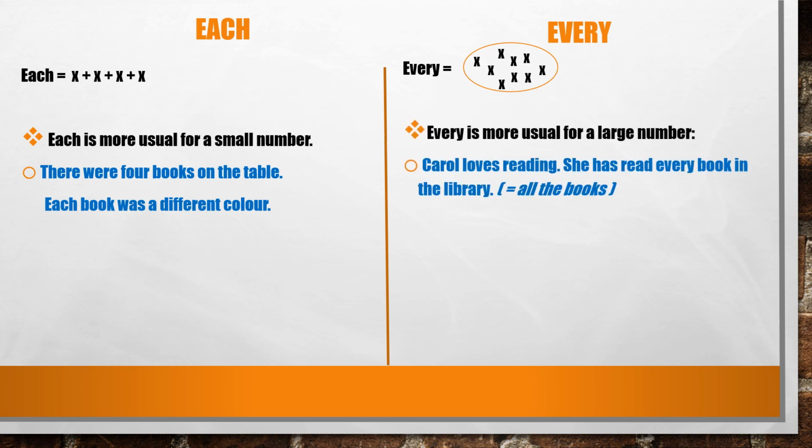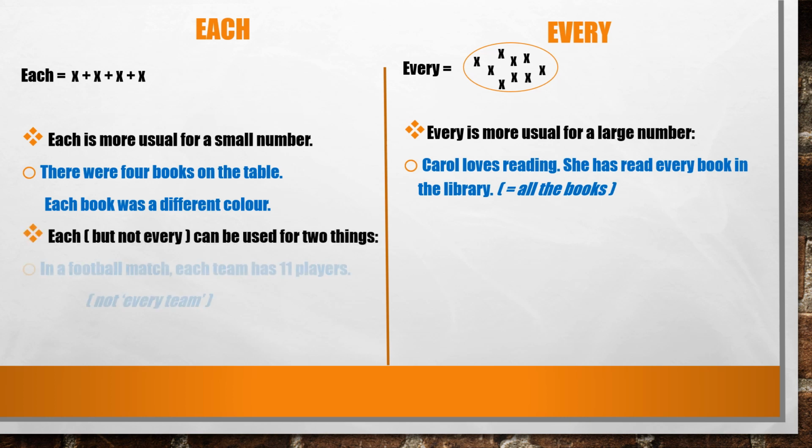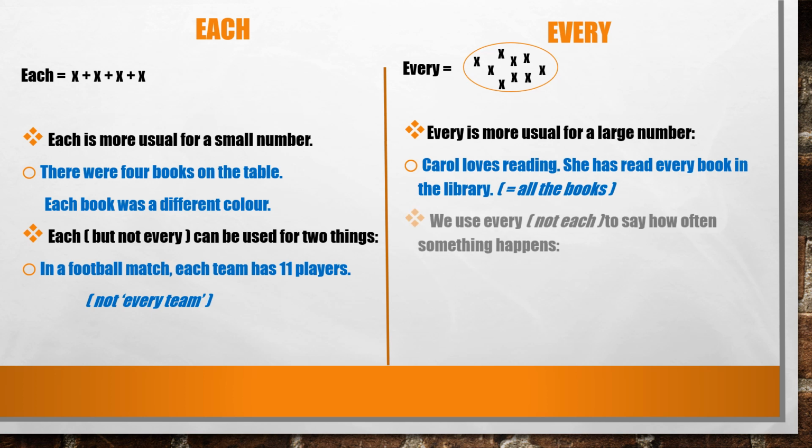Carol loves reading. She has read every book in the library. All the books. Each, but not every, can be used for 2 things. In a football match, each team has 11 players. Not every team. We use every, not each, to say how often something happens.